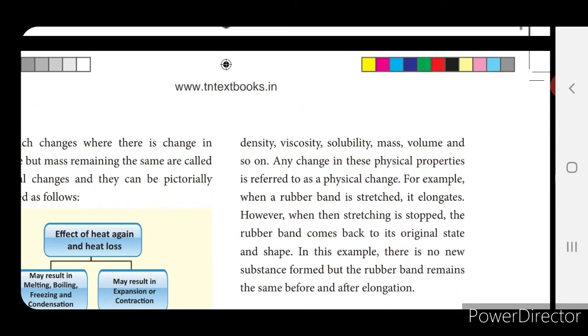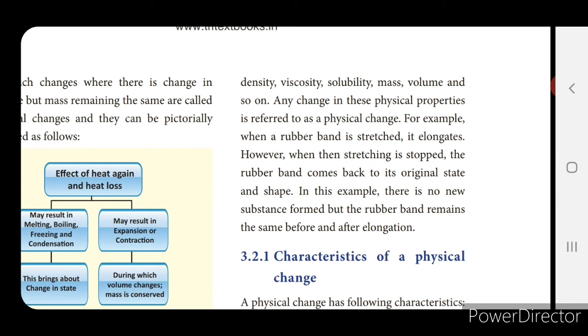Next one, density. What is meant by density? Mass by volume, that we call density. You have studied it in the first term. Viscosity, solubility. Solubility means if you take salt and add water to it, the salt will dissolve to give salt water. If you add sugar, you will get a sugar solution, that is solubility. Mass, volume and so on. So these are all the physical properties. Any change in these physical properties is referred to as a physical change. For example, when a rubber band is stretched, it elongates.